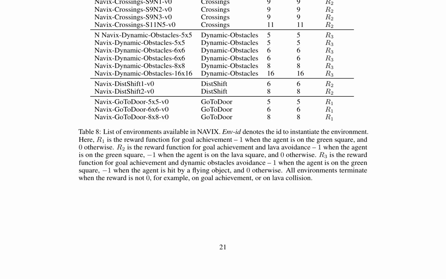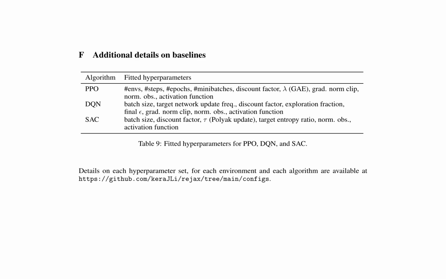The paper also provides details on the hyperparameters used for the baseline algorithms, including proximal policy optimization, PPO, deep Q networks, DQN, and soft actor critic, SAC. Table 9 lists the fitted hyperparameters for each algorithm, including the number of environments, steps, epochs, mini-batches, discount factor, and other relevant parameters. The hyperparameter settings for each environment and algorithm are available online.